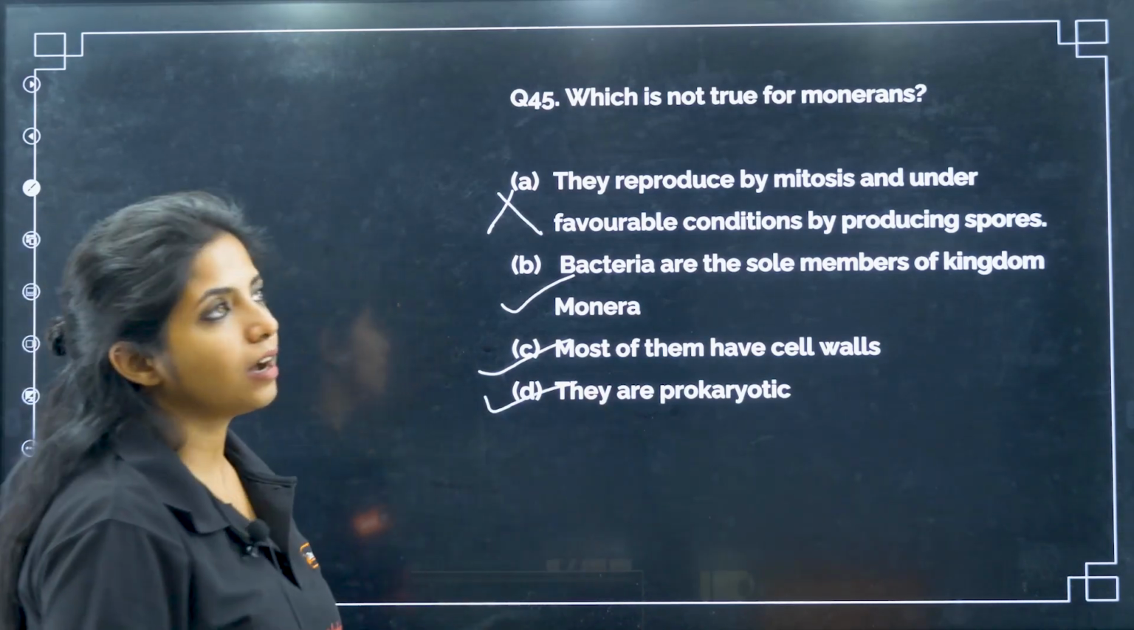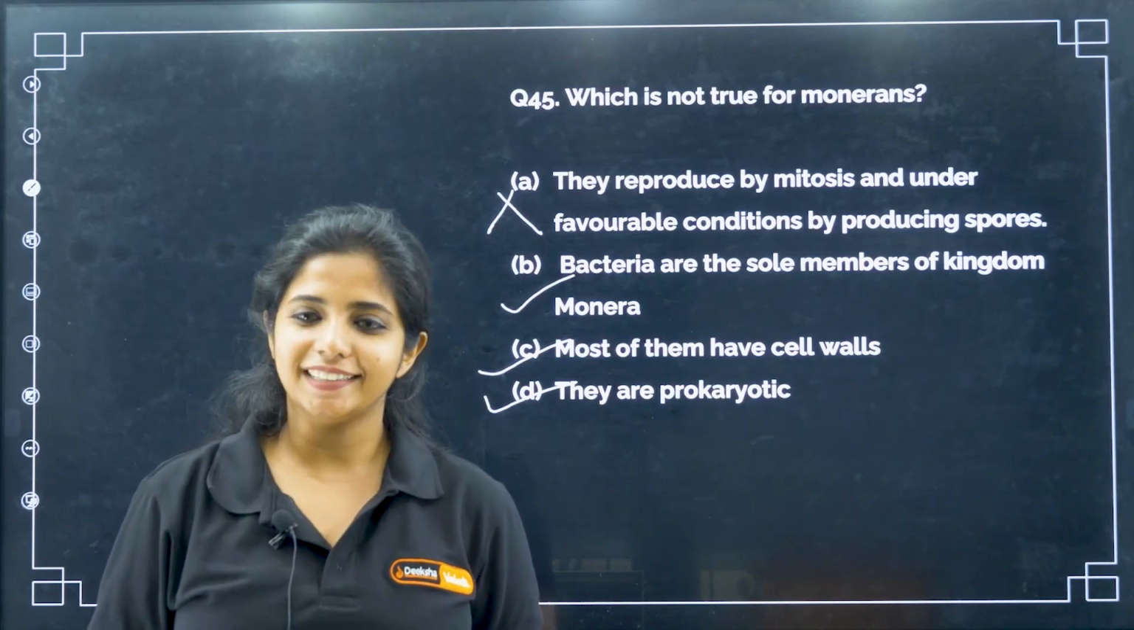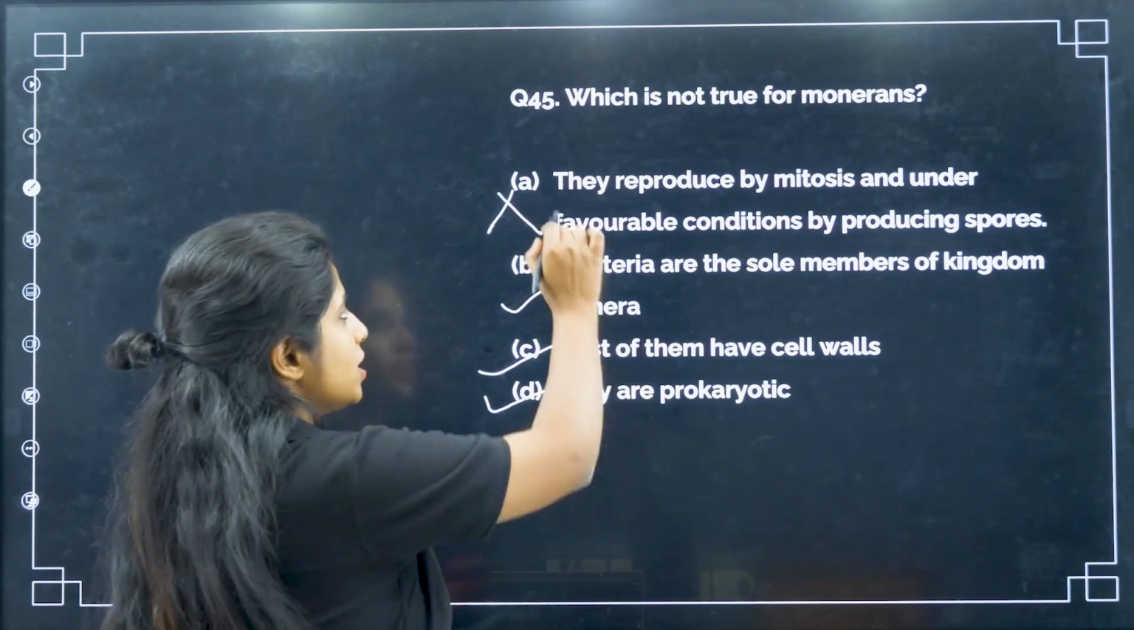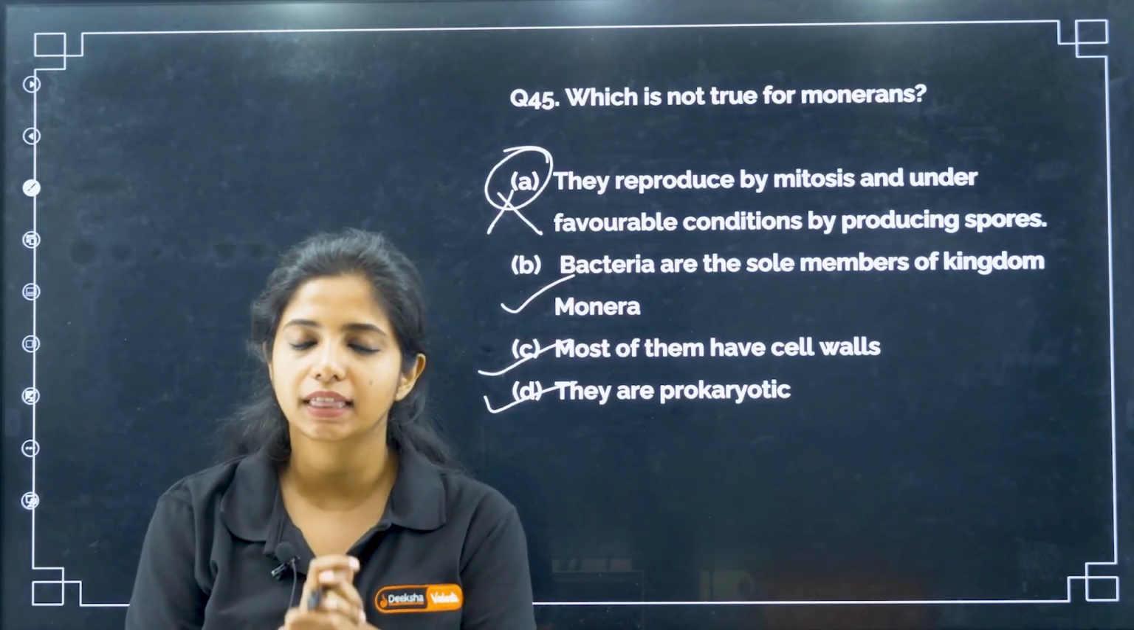Okay, now they are prokaryotic. Yes, my dear children, they are prokaryotic. They do not have membrane-bound cell organelles. They do not have a proper nucleus and things like that. So what is your answer for this question? A. And with that, we complete this FLT, that is, full length test as well.